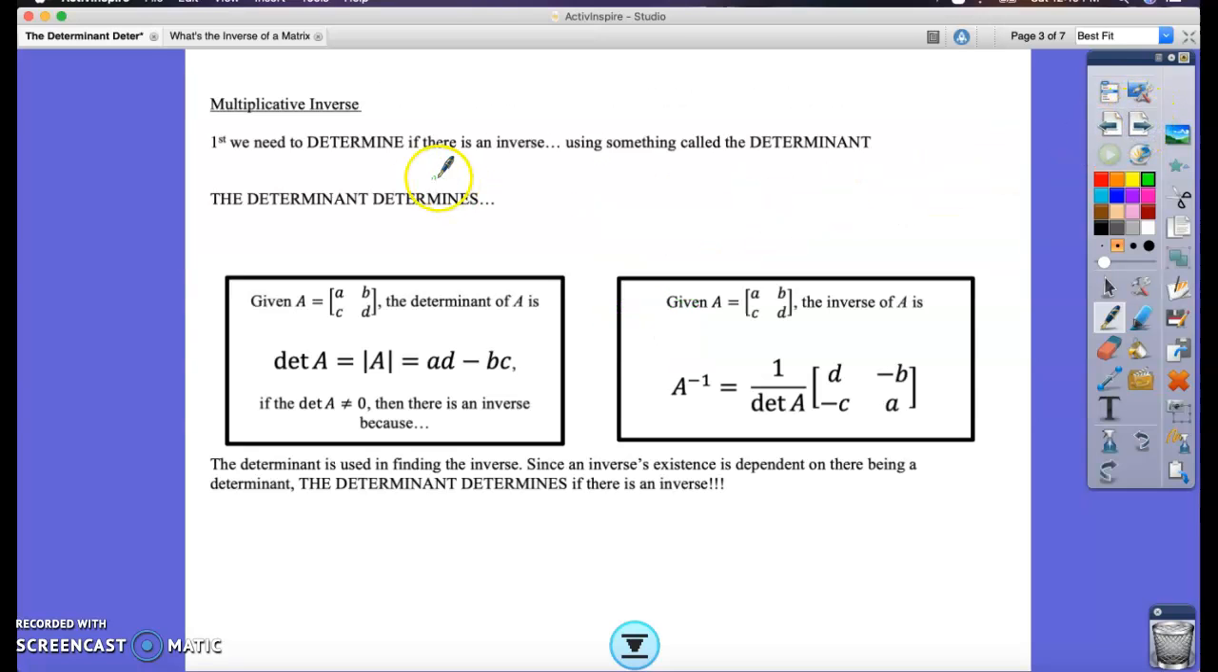So, multiplicative inverse: first we need to determine if there is an inverse using something called the determinant. And the determinant is perfectly named because the determinant determines. It determines if we can divide. A lot of D's there, triple D. The determinant determines if we can divide.